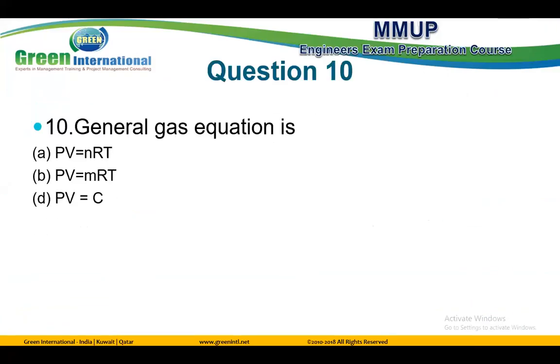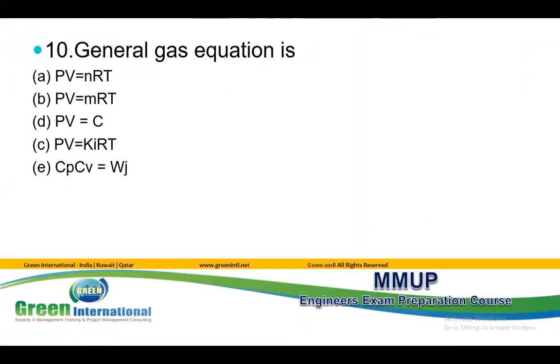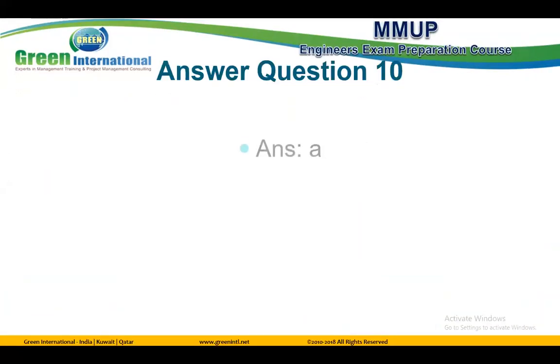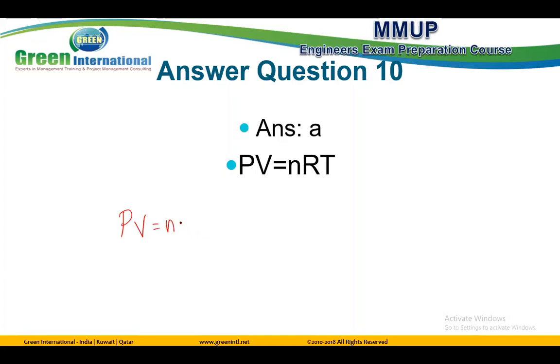The general gas equation is PV equals nRT, or mRT. Which one? First one, A. PV equals nRT. A or B? A, yes, correct. Actually, we have two equations, and we will study them next session in detail: PV equals nRT and PV equals mRT.